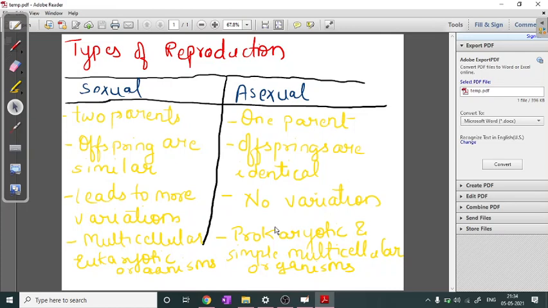In the next session, we are going to discuss different methods of asexual reproduction. It is not that there is only one method of asexual reproduction or sexual reproduction. There are different methods like budding, fragmentation, and regeneration, etc., which come under asexual reproduction. Whereas for sexual reproduction, you have the male reproductive system, female reproductive system, and so on. So in the next session, we are going to discuss that.